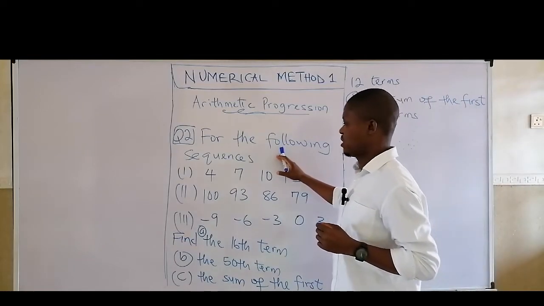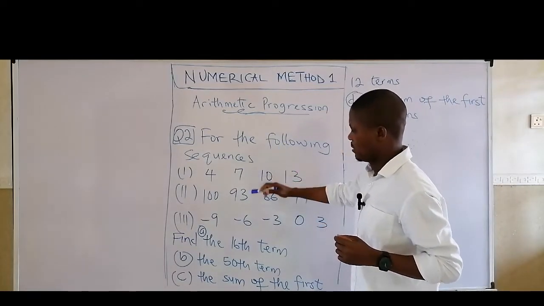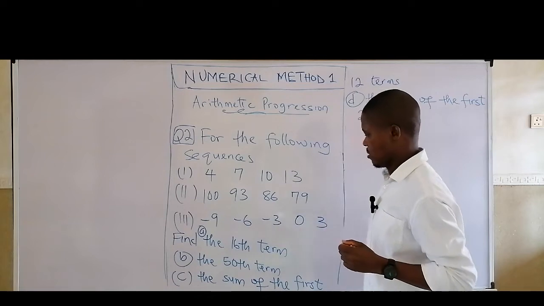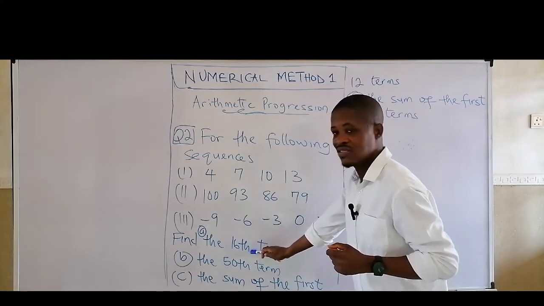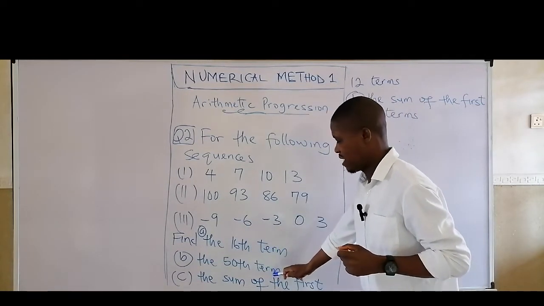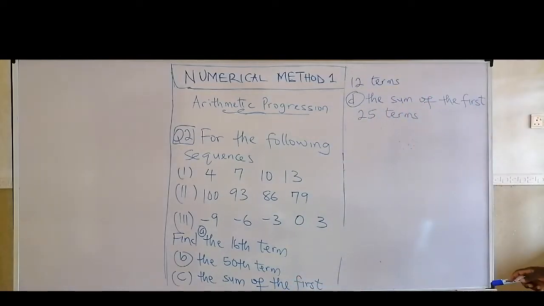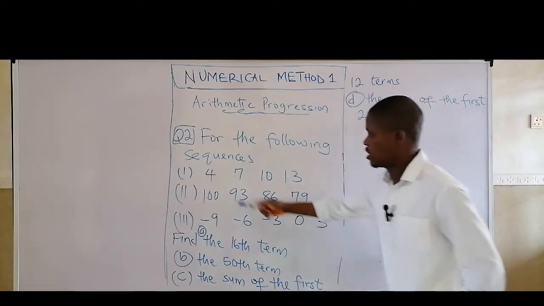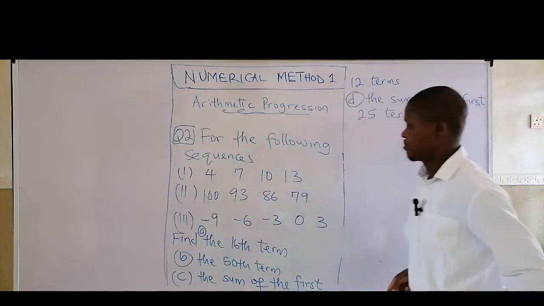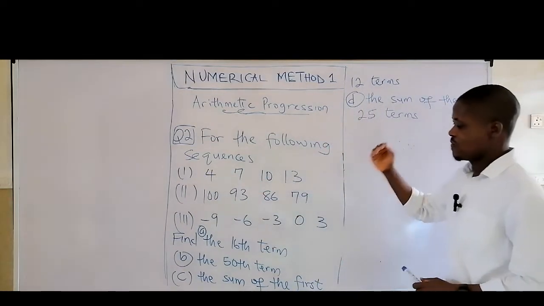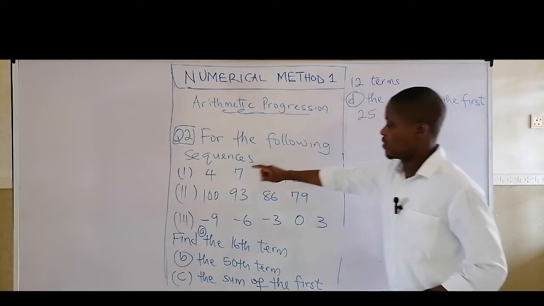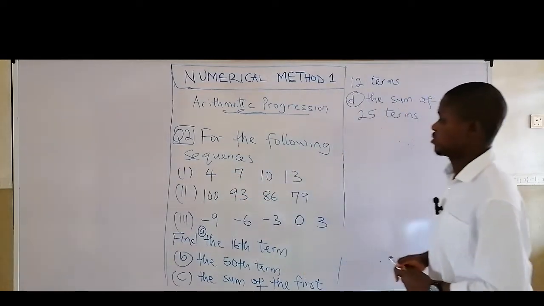Find the following sequences: 1, 2, 3. Find the 16th term, the 58th term, and the sum of the first 12 terms. We're going to repeat these questions for each of them. We do A, B, C, and D for each of the questions.